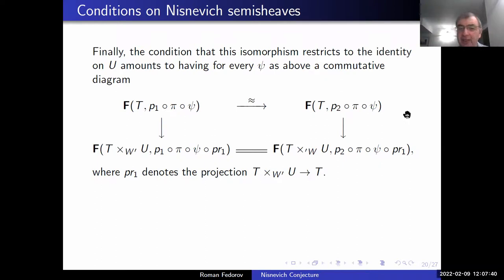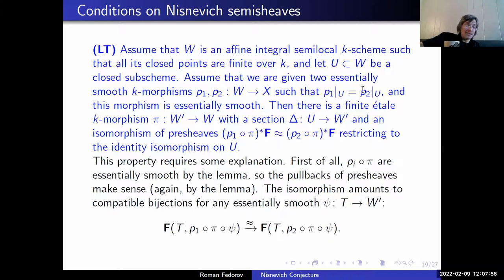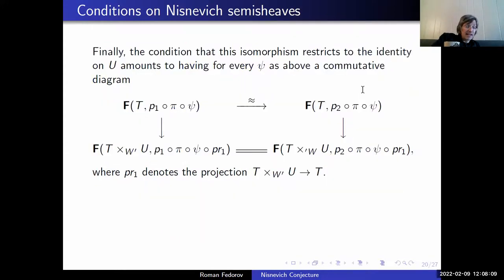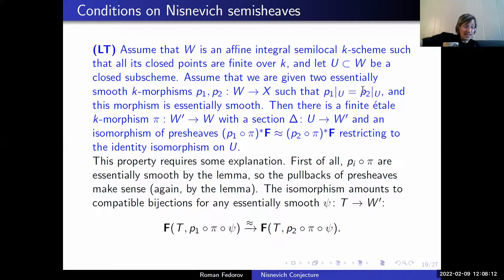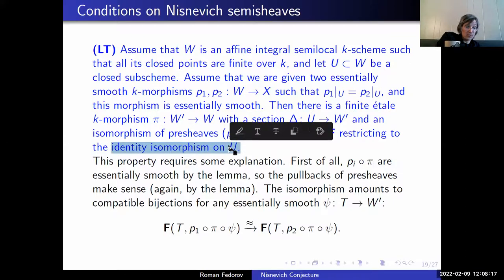So should this isomorphism be functorial in some sense? Well, I guess, yes, it has to be functorial. On the previous slide, let's see. Yes, I'm saying compatible bijection. So I already want it to be functorial in the sense that if I have some T prime to T, then some diagram will commute. That's a little bit more than saying that it is functorial, right? It's saying that, well, essentially what it says here, that it restricts to the identity on U.